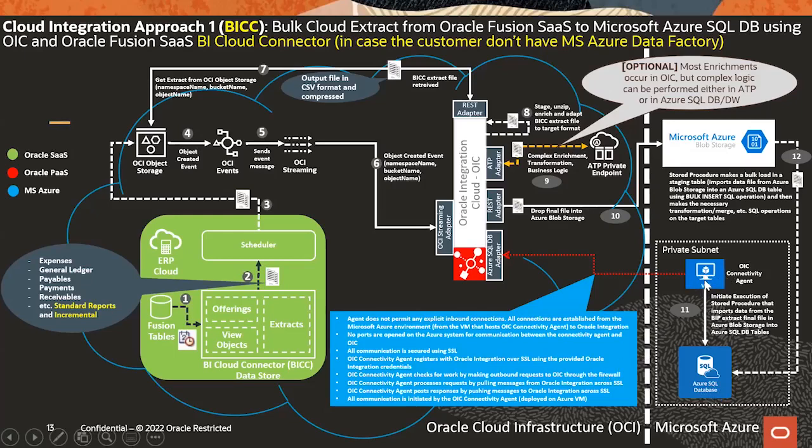And as you know, the connectivity agent doesn't accept incoming or inbound traffic. It only allows outbound traffic, and it is basically asking every millisecond or few milliseconds if there's a new request to execute something in the Azure SQL database or data warehouse. So the OIC connectivity agent is key for this multi-cloud integration, because we can access private resources in Microsoft Azure using this connectivity agent without the customers opening firewalls, right?